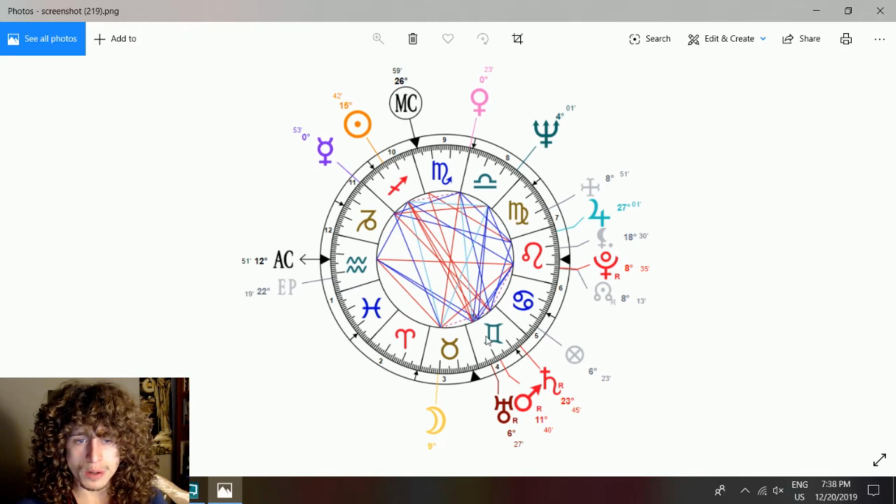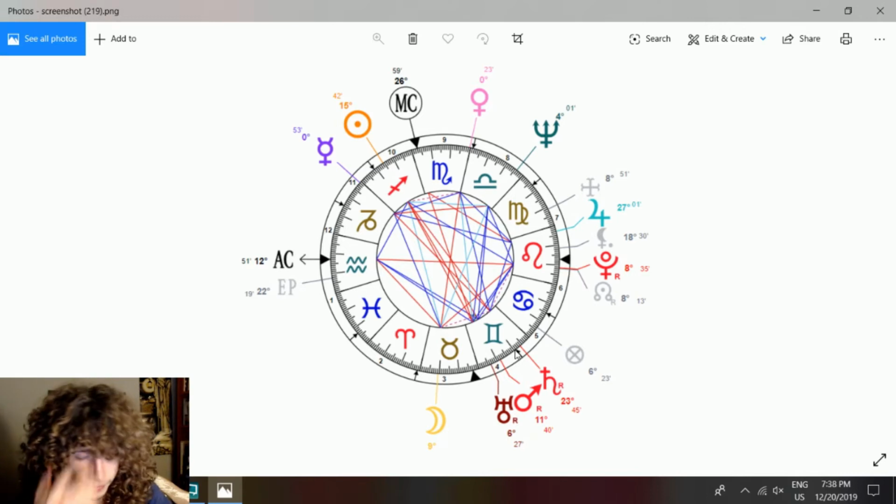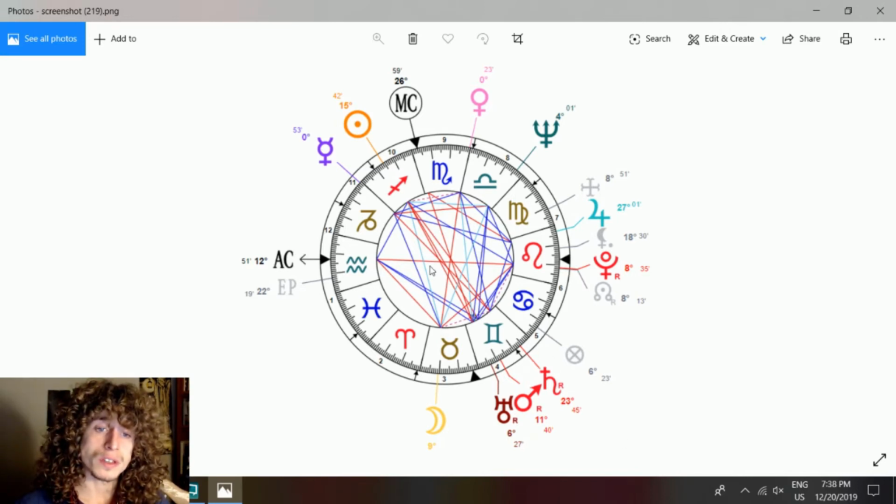Even though Mars is kind of behind the 5th house cusp, in Vedic astrology we talk about Gemini as being the 5th sign from Aquarius. And so the 5th house emphasis comes through very strongly for Mars and Saturn in this chart.